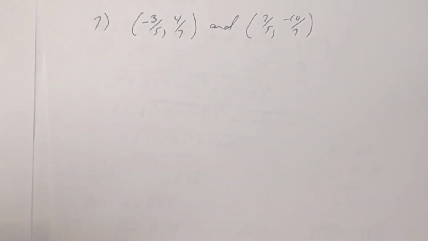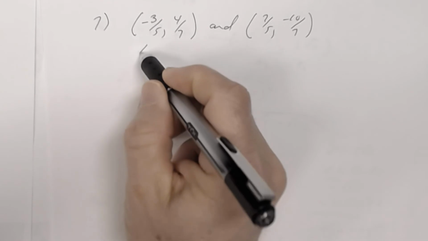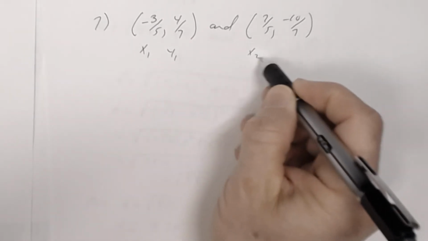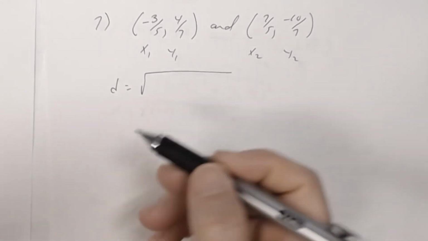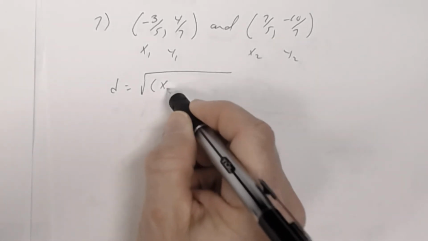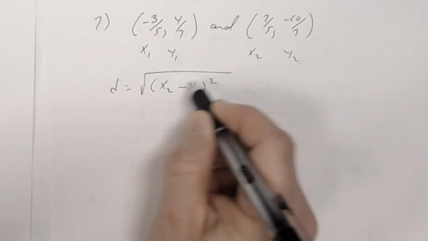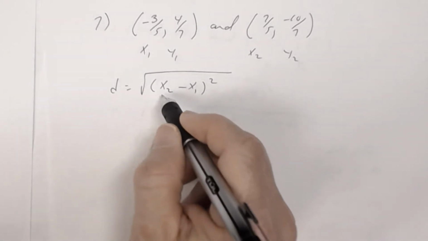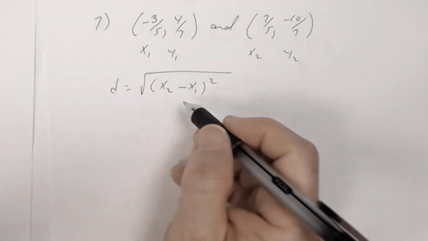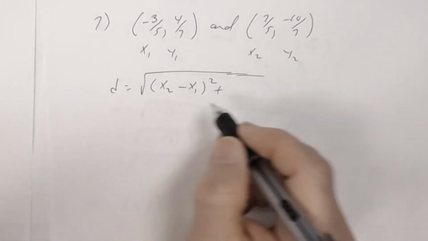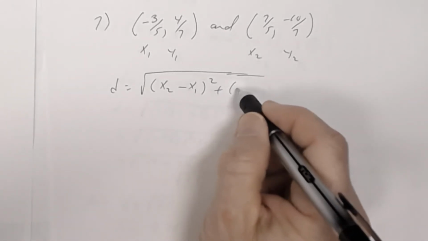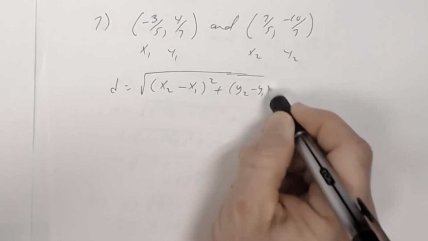So the distance, let's label these x1, y1, x2, y2. So the distance is the square root of, and let's go ahead and write down the formula. Remember, you subtract the x coordinates from each other. Does not matter the order. Someone else could have said x1 minus x2. Does not matter because you're squaring it. So it's always going to be positive or 0, never negative. And then y2 minus y1 squared.